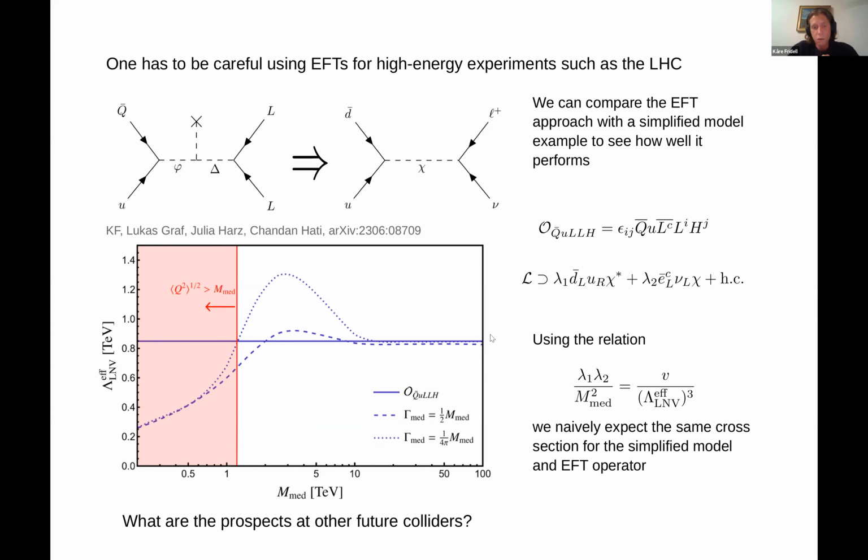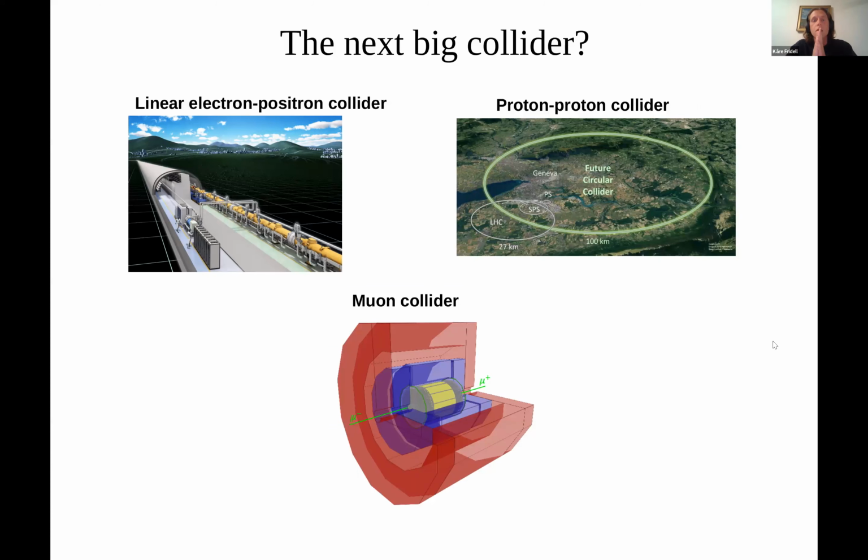Of course, what we get from this analysis are constraints and not discoveries, because the LHC has not discovered this process. But because we're interested in really what is the physics behind neutrino mass, we want to know how we could potentially in the future really discover the new physics. For that reason, we have to look at new colliders such as the FCC, but there are also other options. And like I said, the FCC is a proton-proton collider, as we all know.